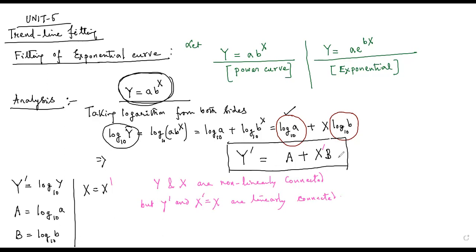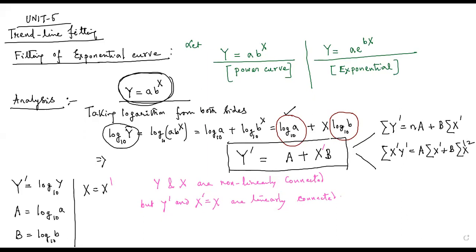Once they are linearly connected, because they are related to one another by a linear equation, immediately you can form two normal equations. So your first normal equation will be summation y prime is equal to n into capital A plus b summation x prime, which is obviously equal to x. And second, you can multiply both the terms by x prime, and you can write it as summation x prime y prime is equal to A summation x prime plus B summation x prime squared.